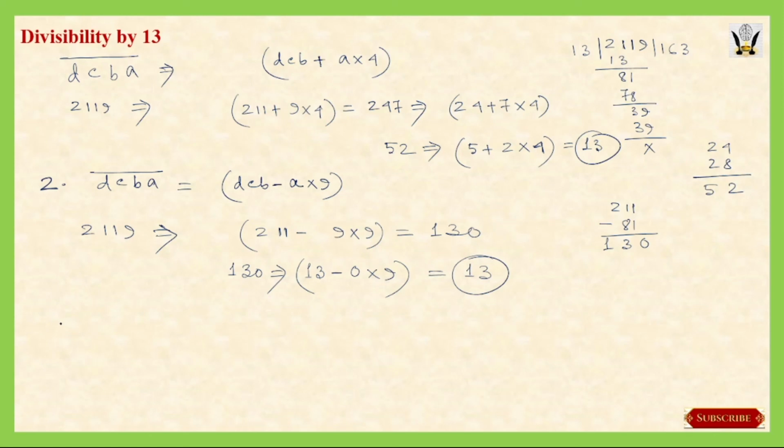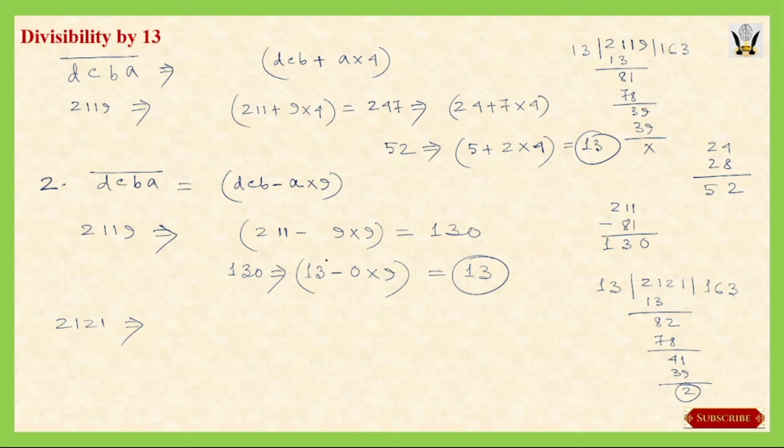Now suppose we choose a number which is 2121, so let's check whether this number is divisible by 13 or not by using the second rule. If we separately divide 2121 by 13, then it will be 1, then here we will have 13, then 8 2s, 13 6s are 78, then we will have 4 1, 13 3s are 39, and we will have remainder 2, a non-zero remainder. That means 2121 is not divisible by 13.